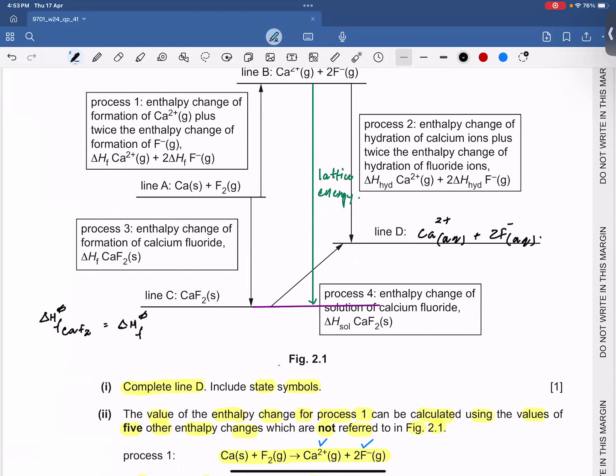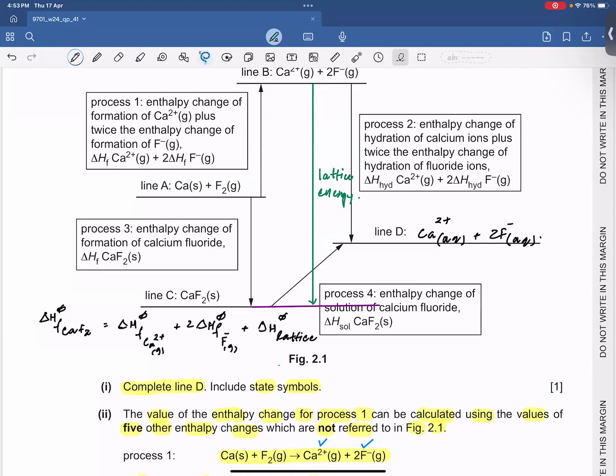So formation of calcium ion gas plus formation of fluoride ion gas plus lattice energy. All right, that's what we have done in the class, if you remember. So that was the relationship we have used in the class.